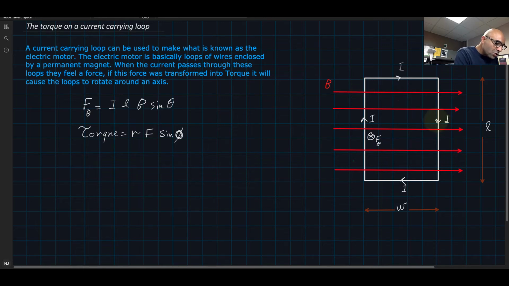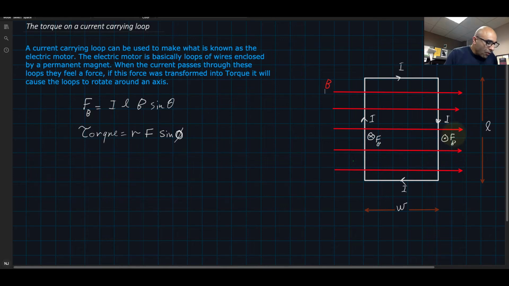Now let's go to the right side of the loop. The magnetic field is still going to the right, and the current is going down. So the force, the palm of my hand, will be out of the page. So on this side of the loop, the force is out of the page.